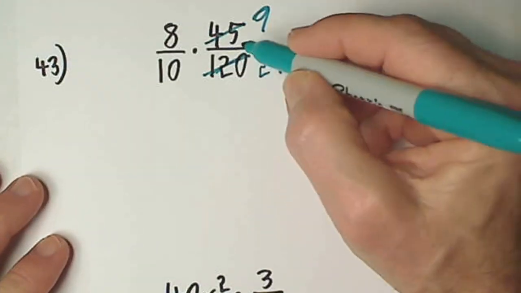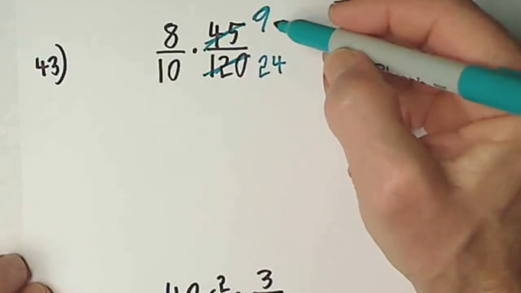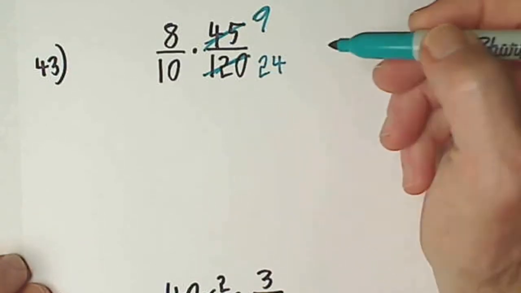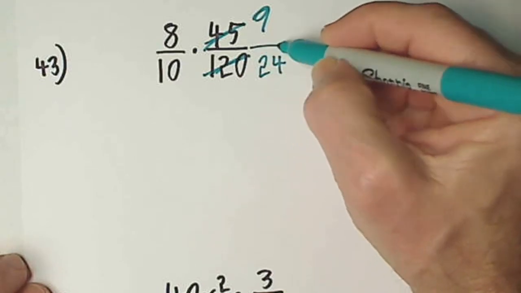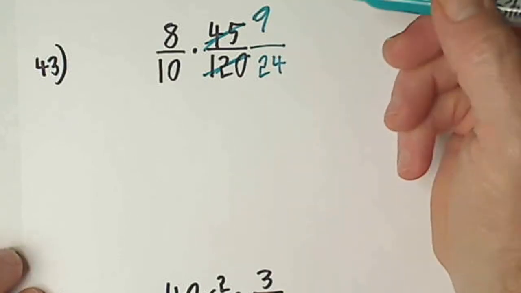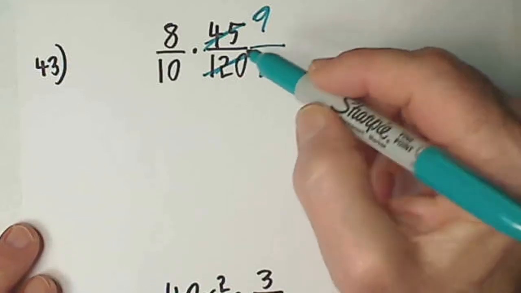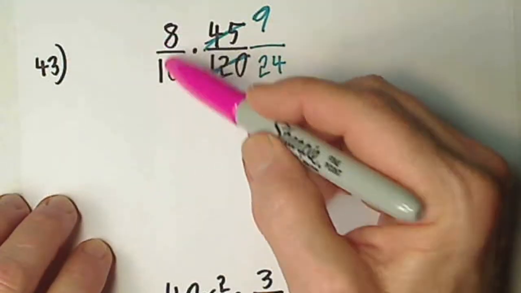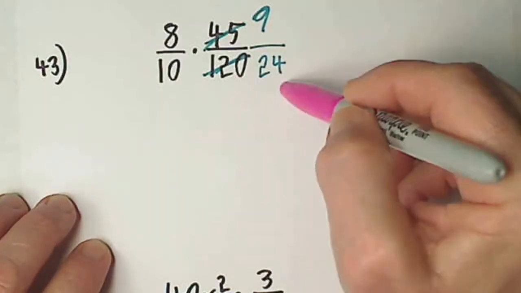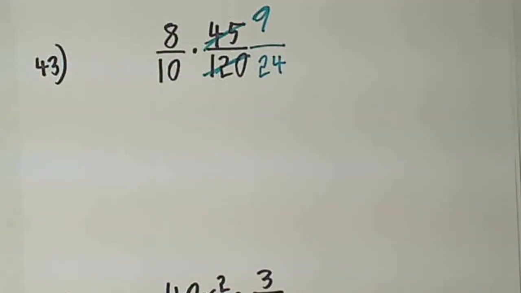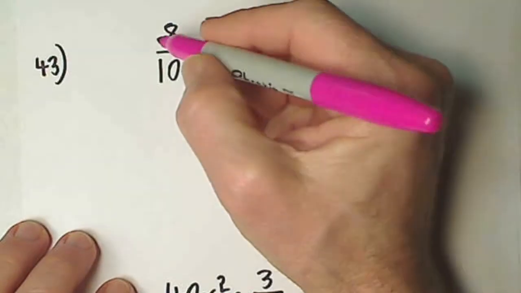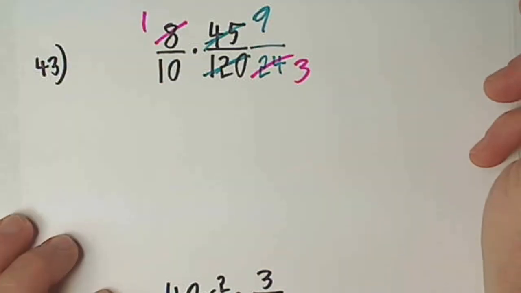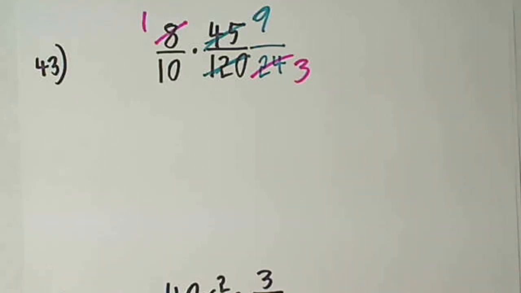Cross out these numbers once you've divided them. Okay, so 45 120ths just turned into 9/24. It's the same value, it just looks a lot different. All right, and I could reduce the 8 and the 10, but I'll just reach across. What the heck? I know 8 goes into 24. So 8 goes into 8 once. 8 goes into 24 3 times. Chop that down pretty fast.